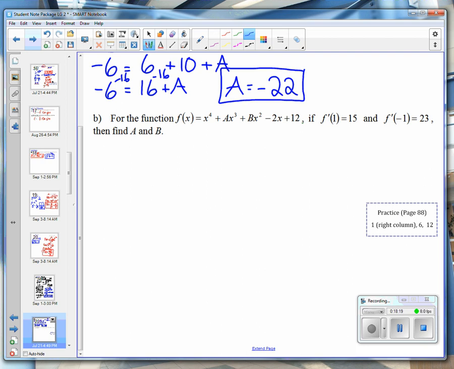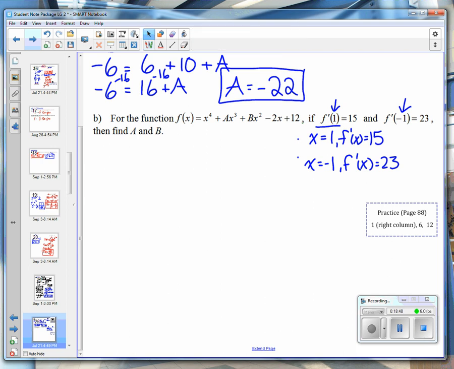If the derivative, when x is equal to 1, is equal to 15, so that's kind of what we did in the last question, remember? We're kind of deciphering two pieces of information. X is equal to 1, and our derivative is equal to 15. And we've got another one now. X is equal to negative 1. Our derivative is going to be equal to 23. So basically, we just have to do double the work here, and then a little bit of equation solving.